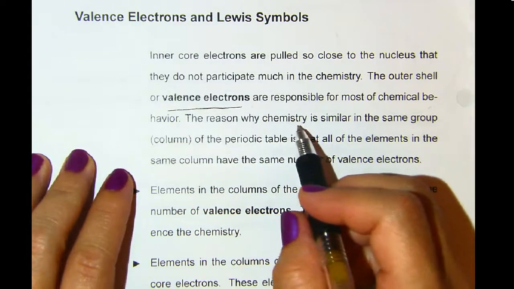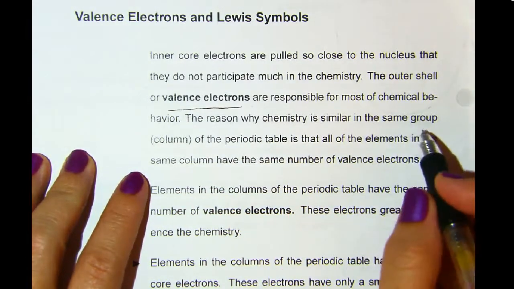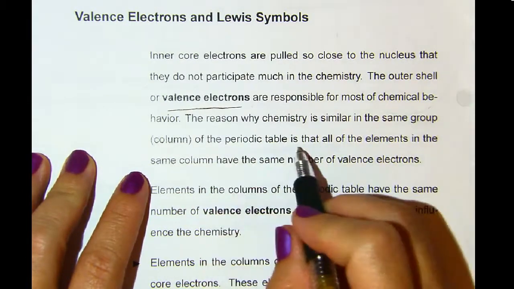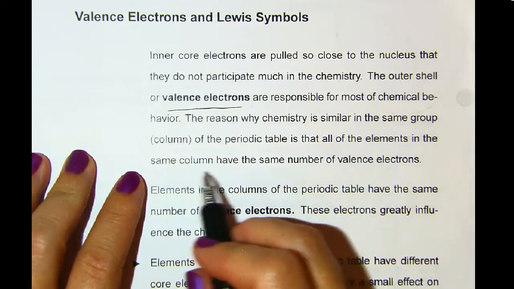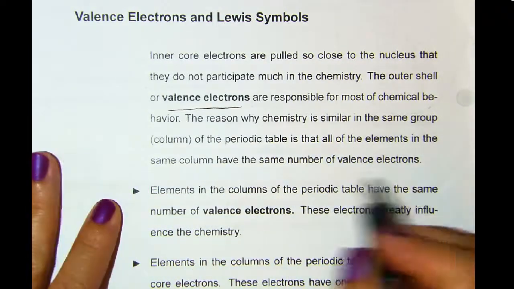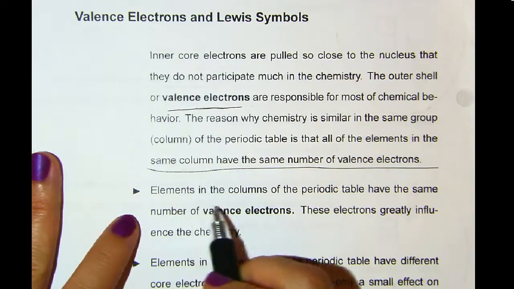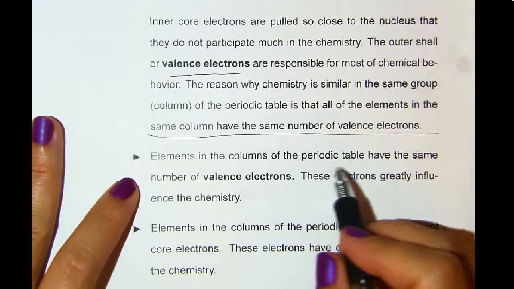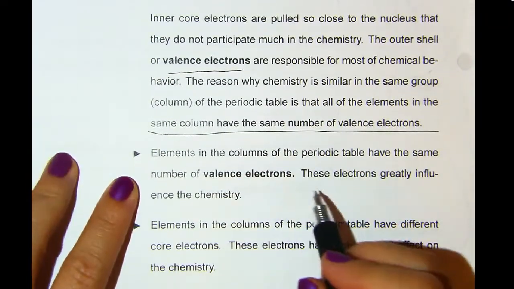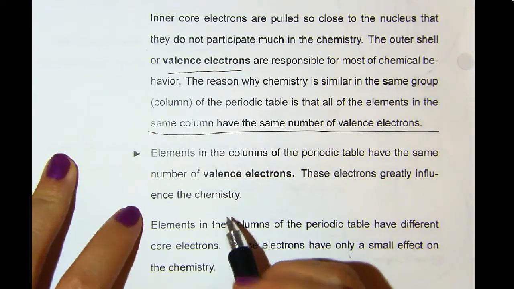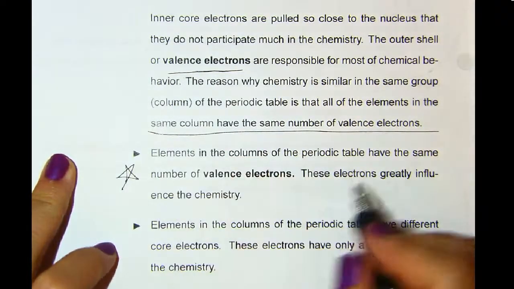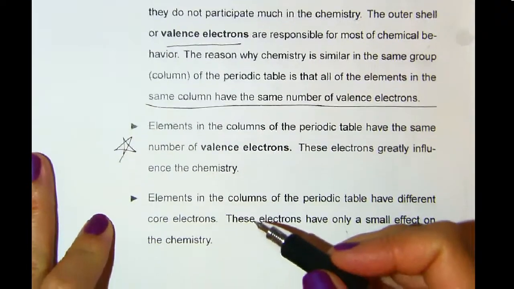The reason why chemistry is similar in the same group or column of the periodic table is that all of the elements in the same column have the same number of valence electrons. Elements in the columns of the periodic table have the same number of valence electrons. These electrons greatly influence the chemistry. So there's the summary of what's important from there.